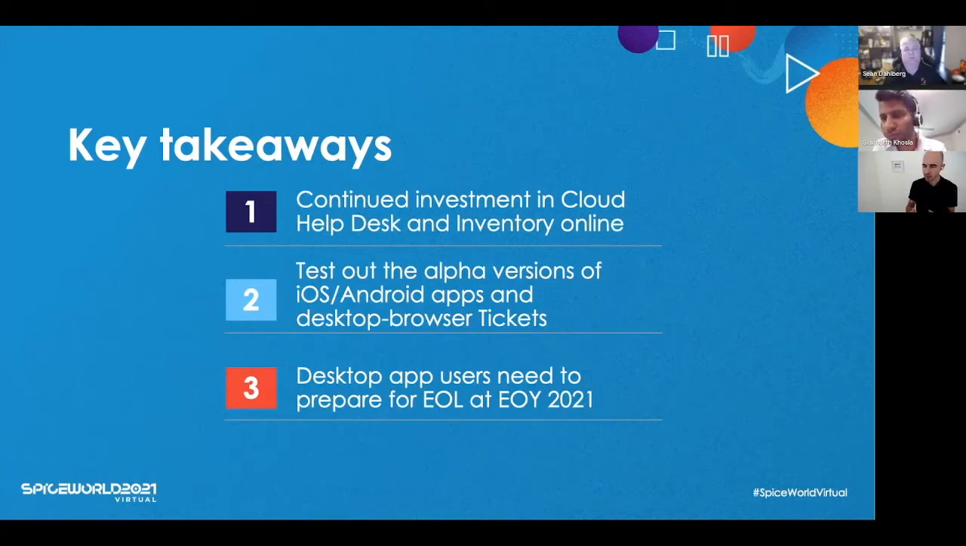And then the third thing is, as Sean mentioned at the very beginning, we need you to prepare for the end of life of the desktop, the Cloud Help Desk and Inventory on-premise application by end of year this year. So there's lots of reasons to do that. It's coming. At this point, you've got 3 months before you're there. So go check out our migration information. That includes how you can migrate over to Cloud Help Desk. I've talked a little bit about how to do that with inventory.